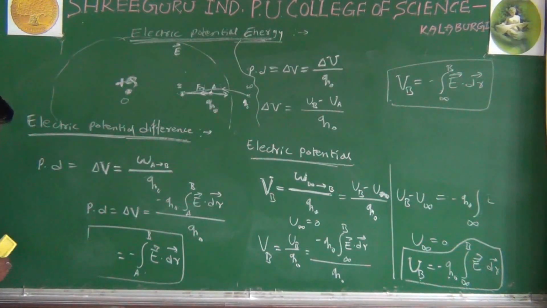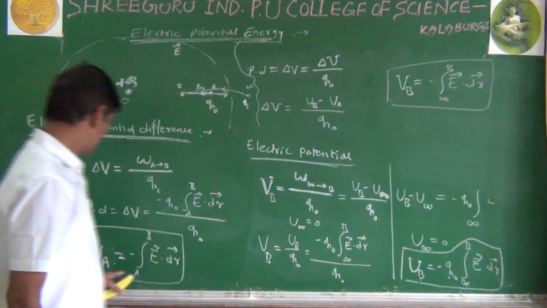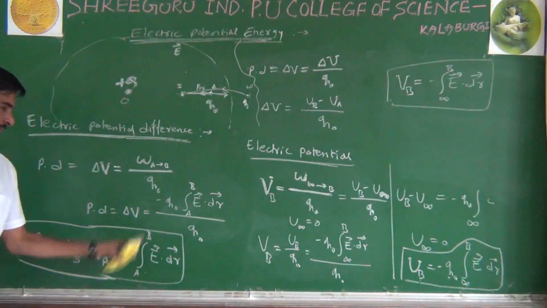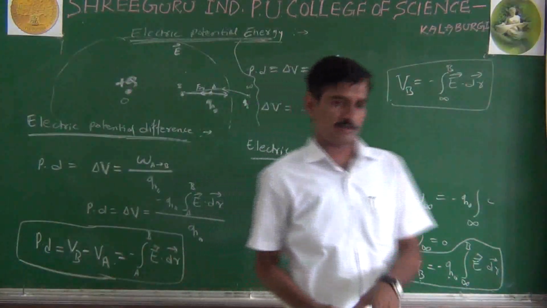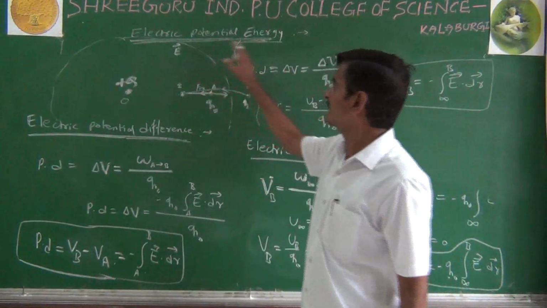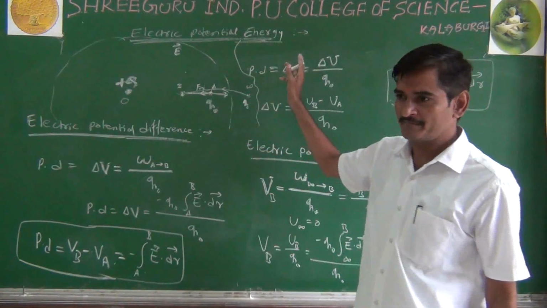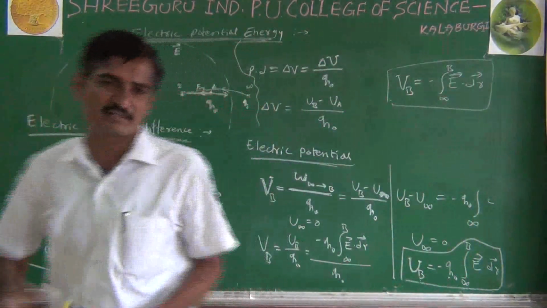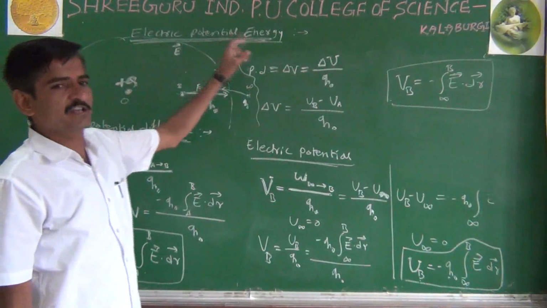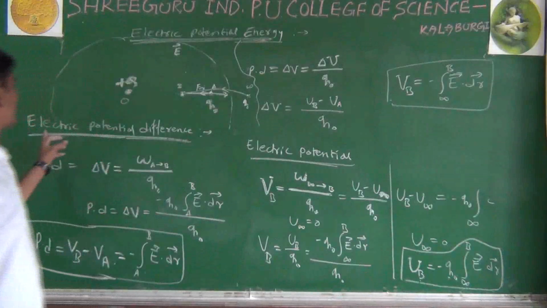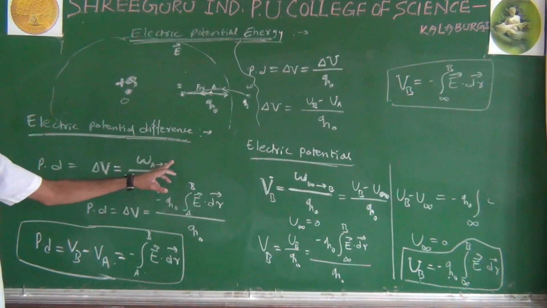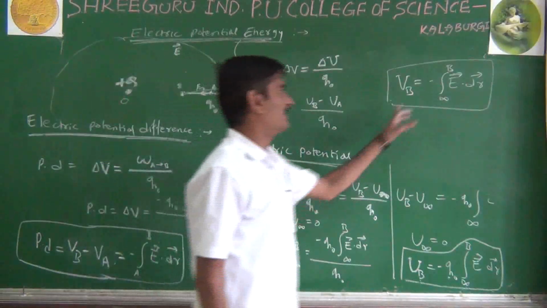This potential difference you can write as VB minus VA. VB minus VA is nothing but the potential difference. It is minus the integration of vector E dot dr from A to B. Did you understand? So here we have studied the concept of electrostatic potential energy. In the beginning, potential energy difference, then electric potential energy at a point, then the concept of electric potential difference, and then electric potential at a particular point.